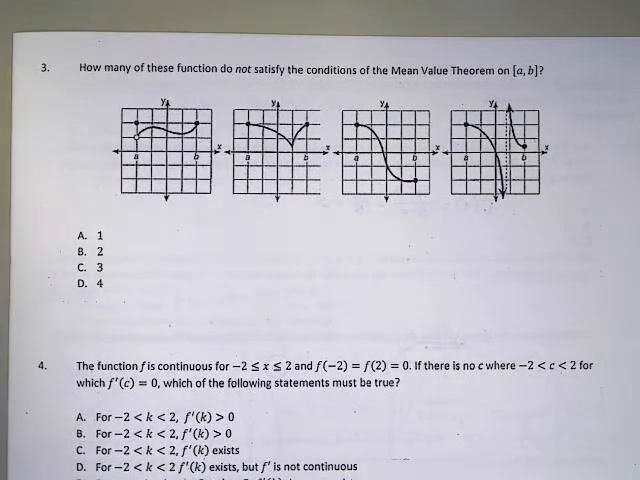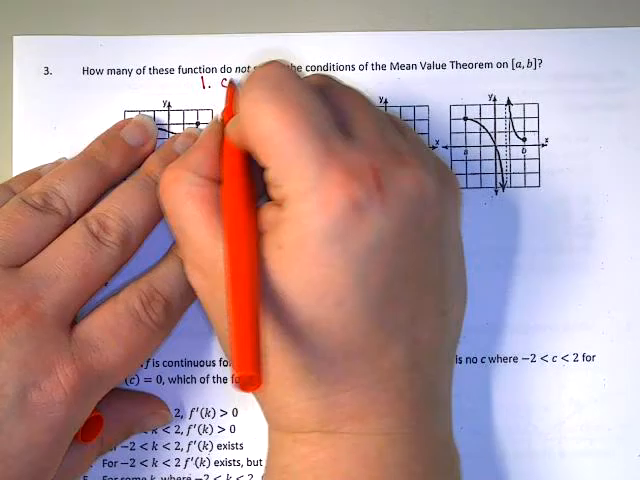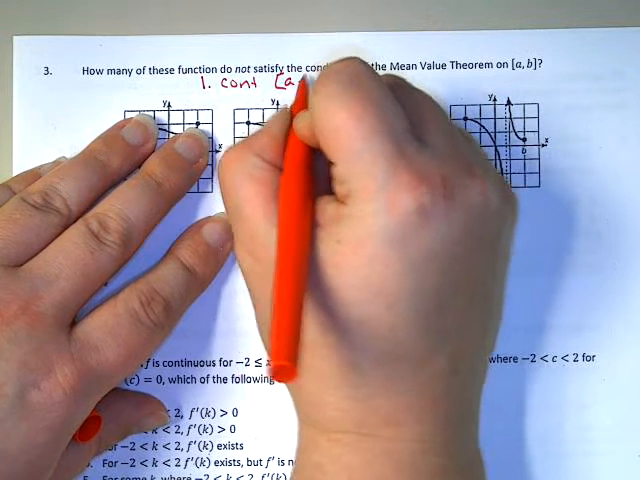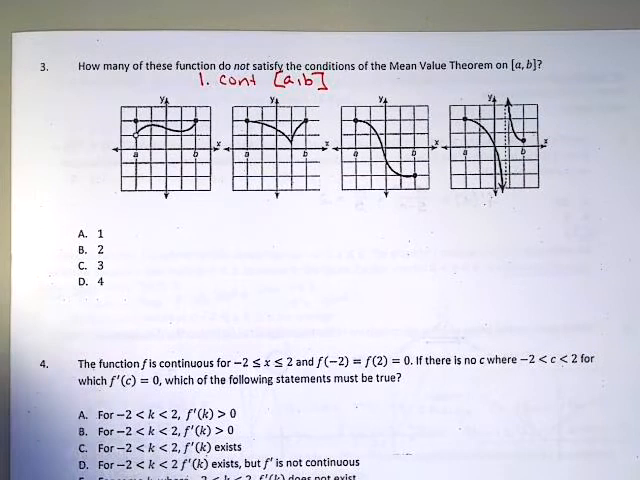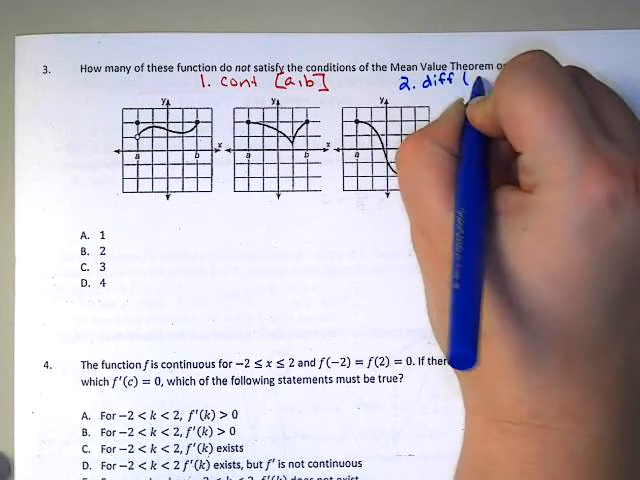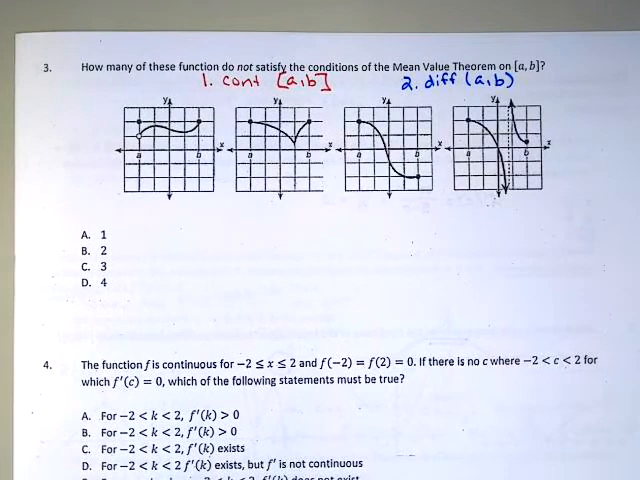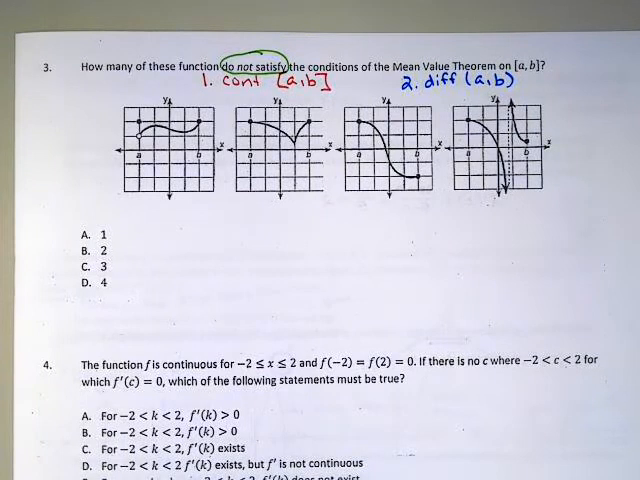Question 3 says, how many of these functions do not satisfy the mean value theorem? Well, we know that the conditions of the mean value theorem are that it has to be continuous on the closed interval a to b, and it has to be differentiable on the open interval a to b. So this is asking how many of them do not satisfy the mean value theorem. What I would do is look at each one and decide, does it break one of these conditions?